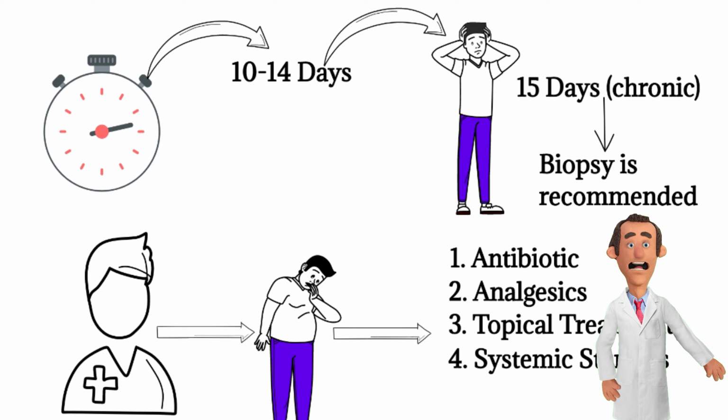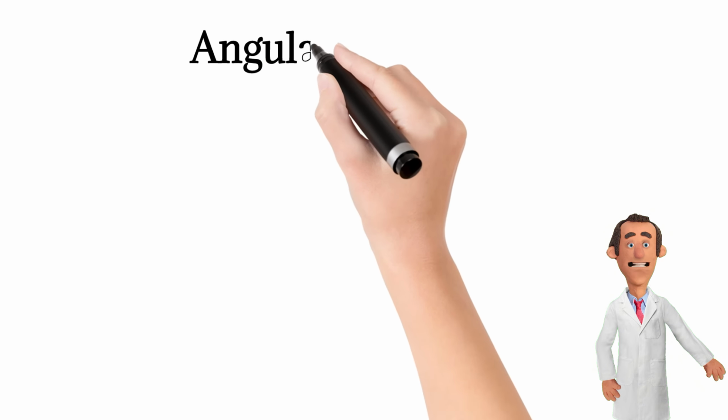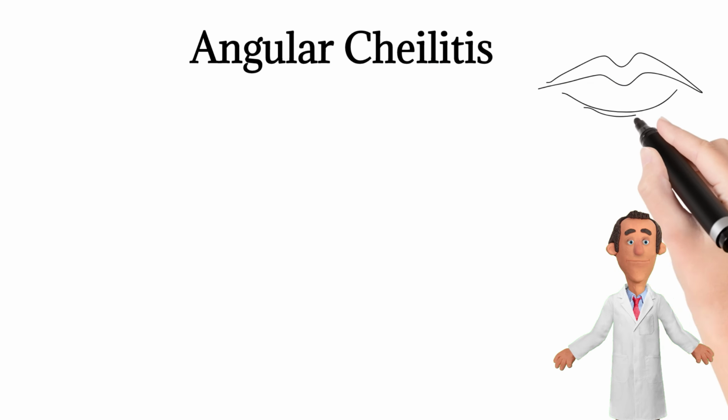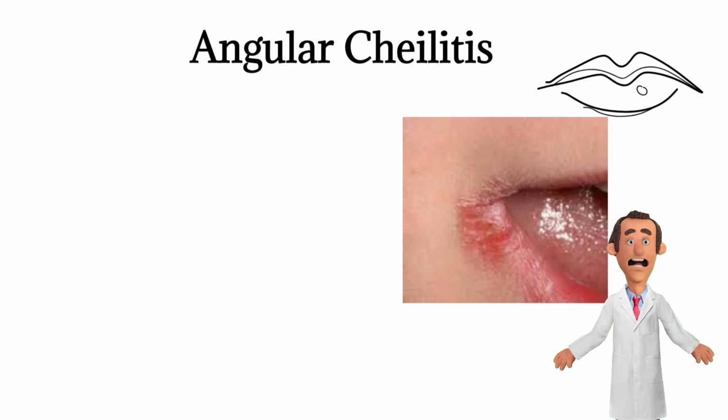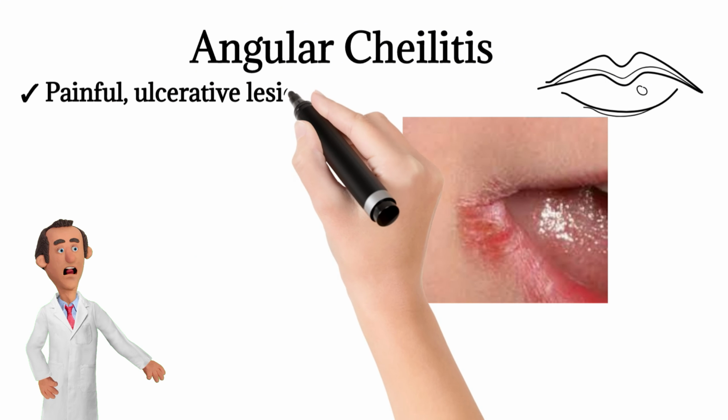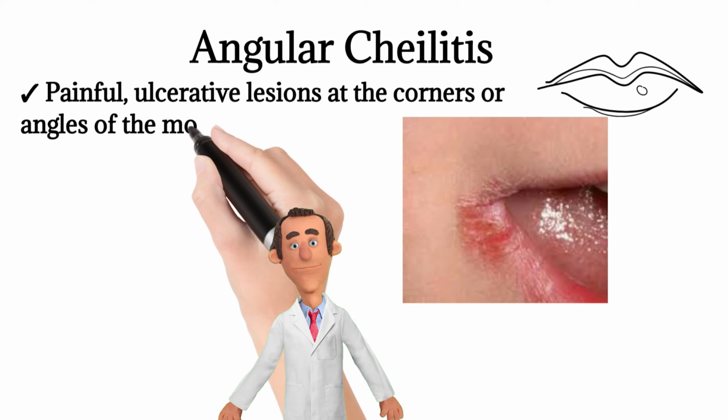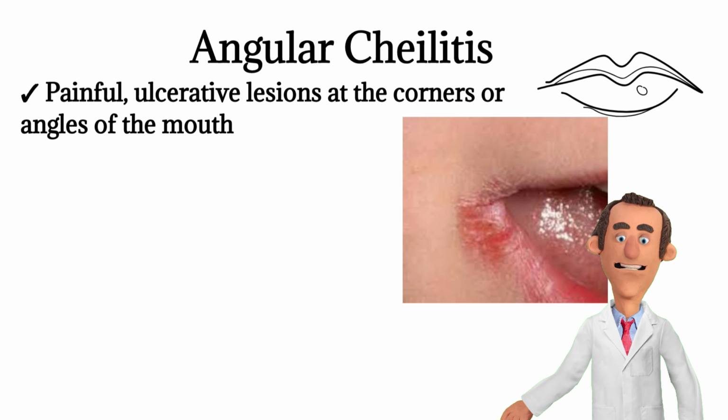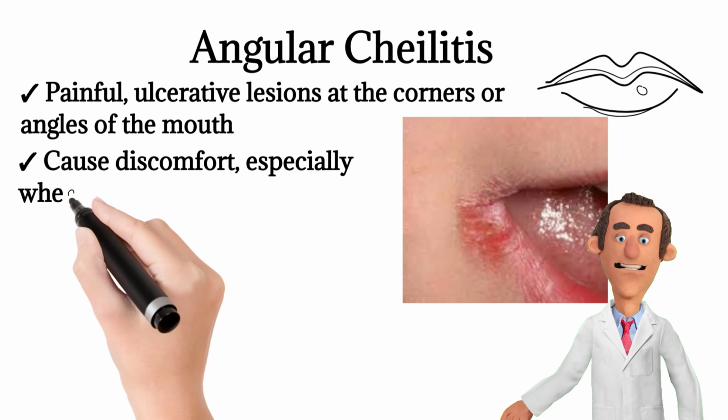Next up, we have angular cheilitis. Angular cheilitis, also known as perleche, is a condition characterized by painful, ulcerative lesions at the corners or angles of the mouth. These lesions can cause discomfort, especially when eating or speaking.